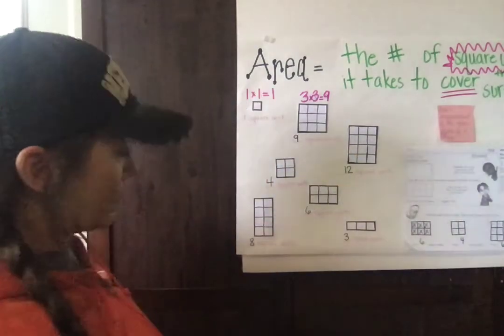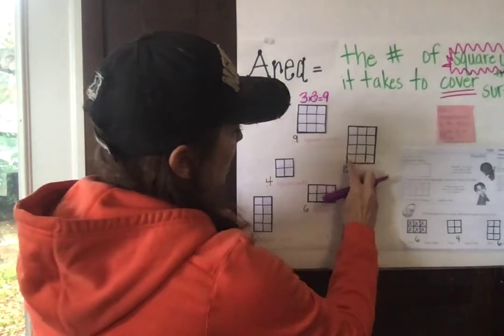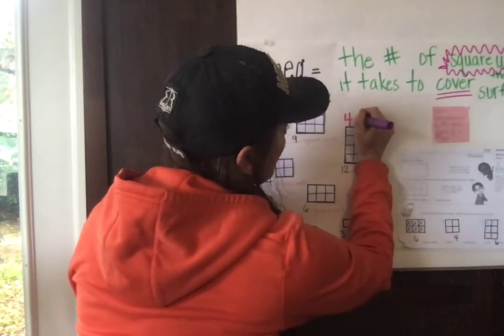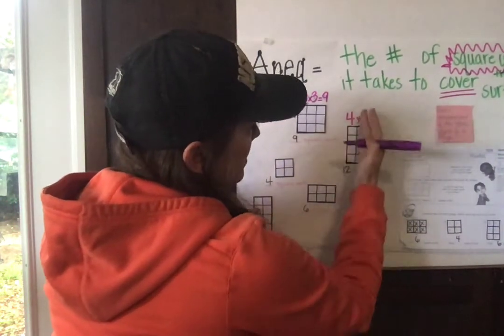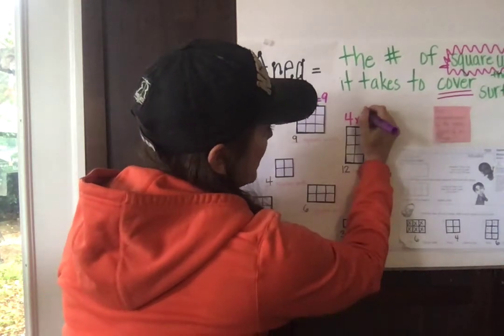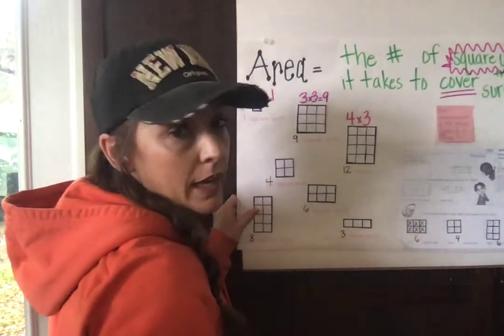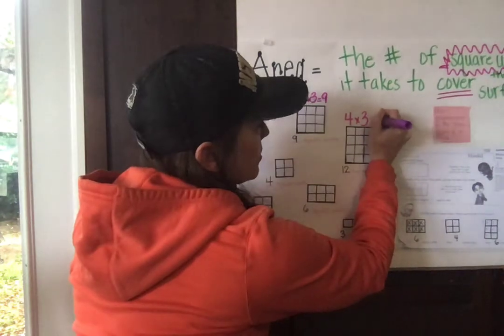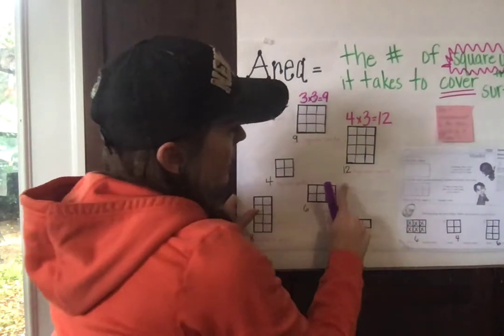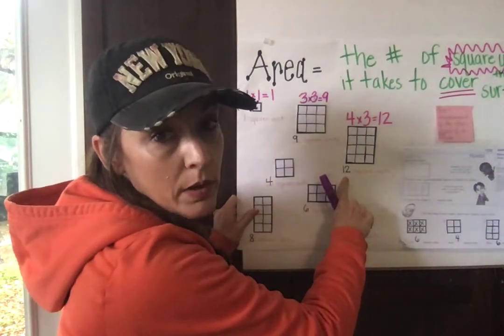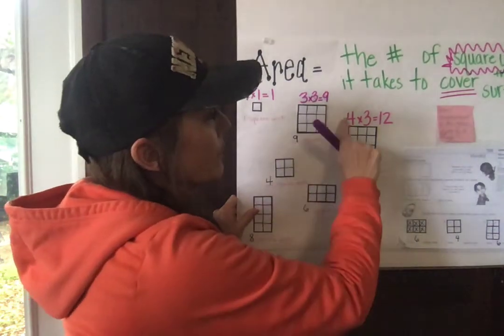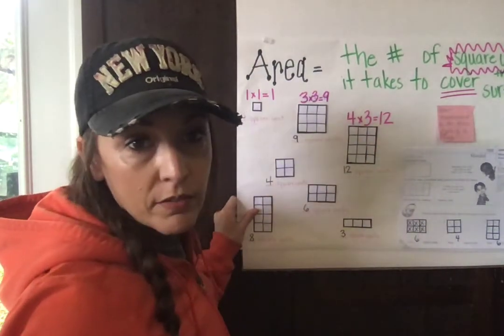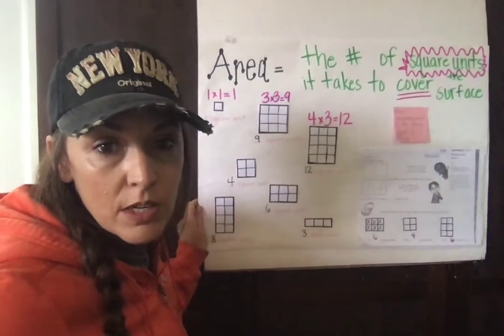Let's look at this one. I see 1, 2, 3, 4 rows times 1, 2, 3. There are 3 in each row. And I know that 4 times 3 equals 12 in all. I said last week that the area is 12 square units. I'm saying this week that 4 times 3 equals 12. Isn't it awesome how those are related to each other?